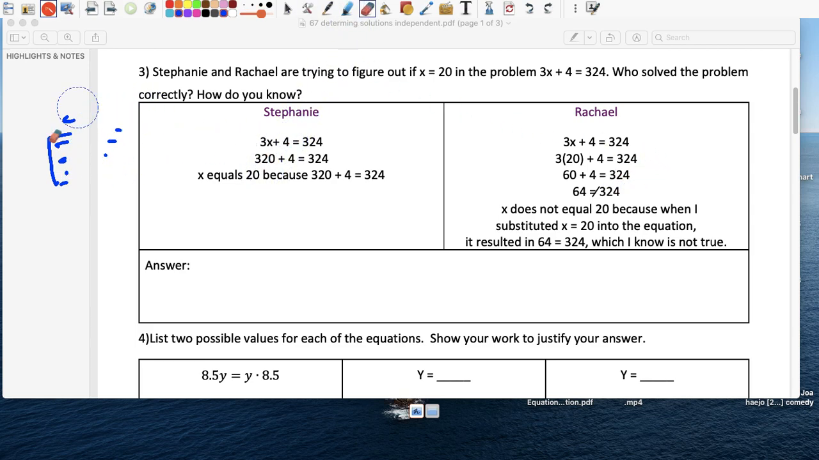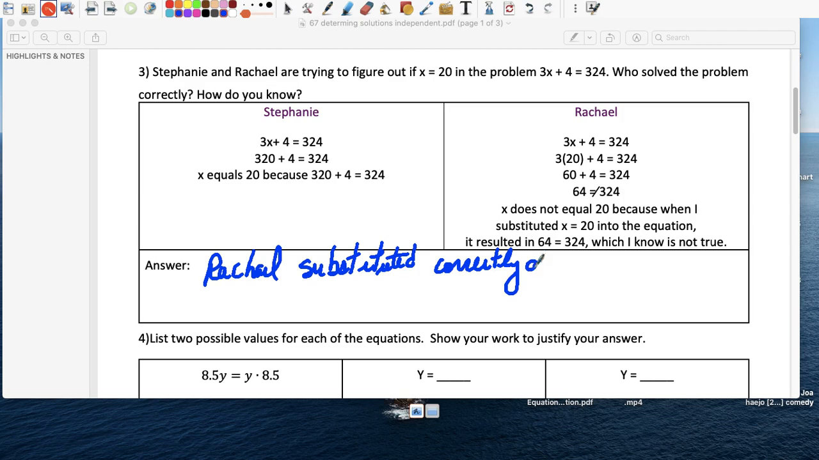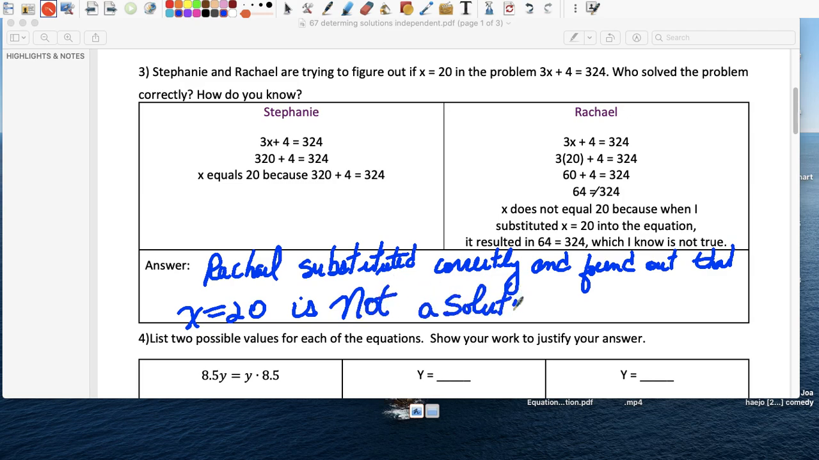So, what can we say here? Rachel substituted correctly, and descubrió, found out, I don't want to say that. Substituted correctly, and yeah, I guess we can write that. And found out that x equals 20 is not a solution, no es una solución. Why? Because aquí salió, she got 64, no es igual, that's 324.